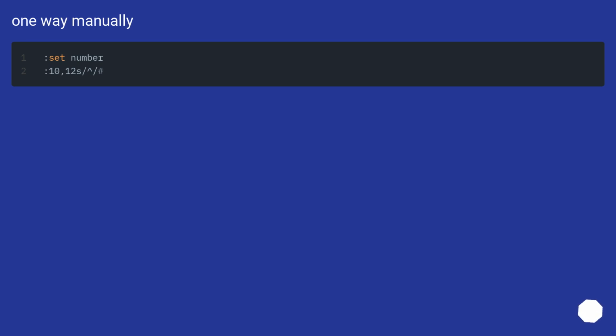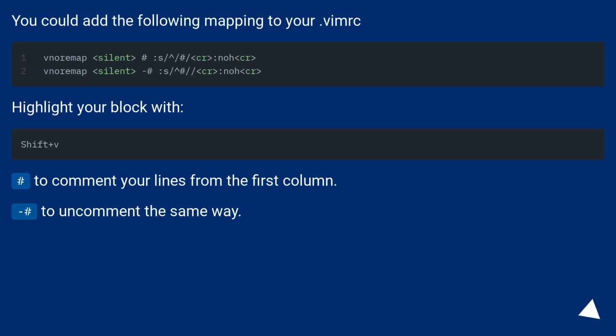One way manually. You could add the following mapping to your vimrc. Highlight your block with the mapping, hash to comment your lines from the first column, and hash again to uncomment the same way.